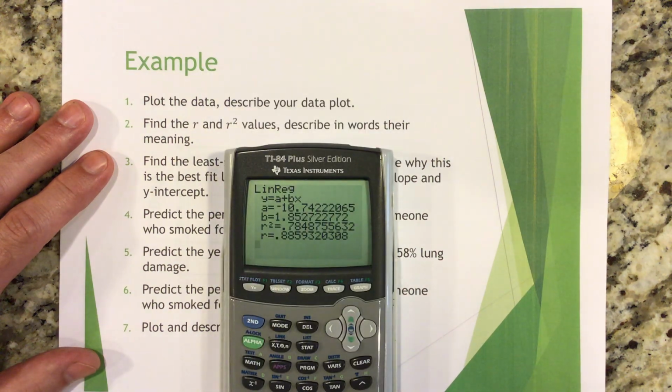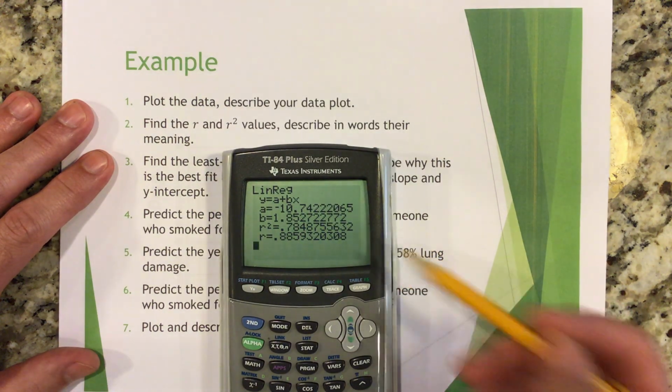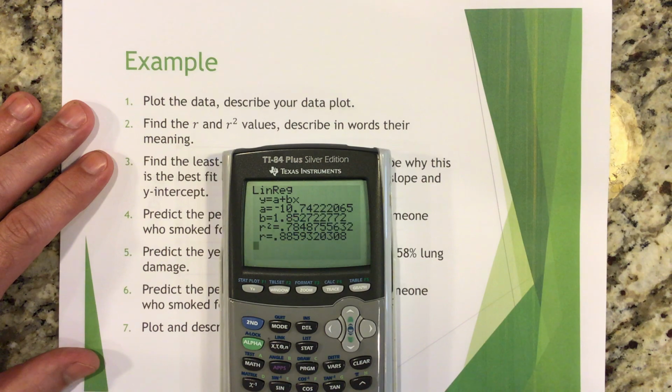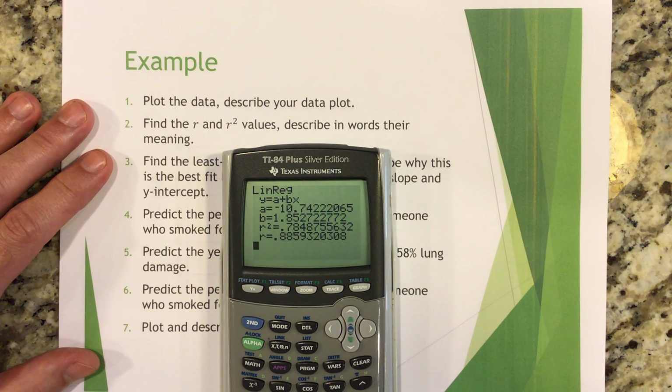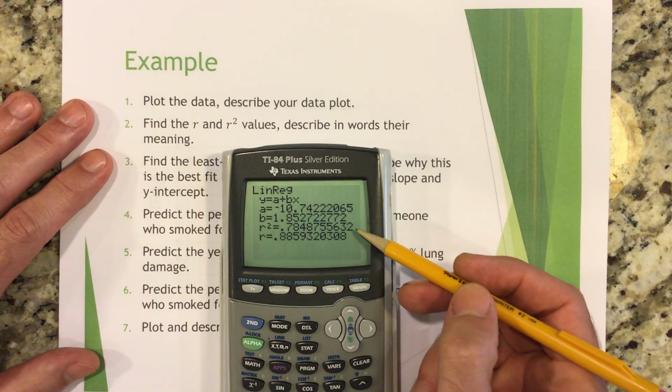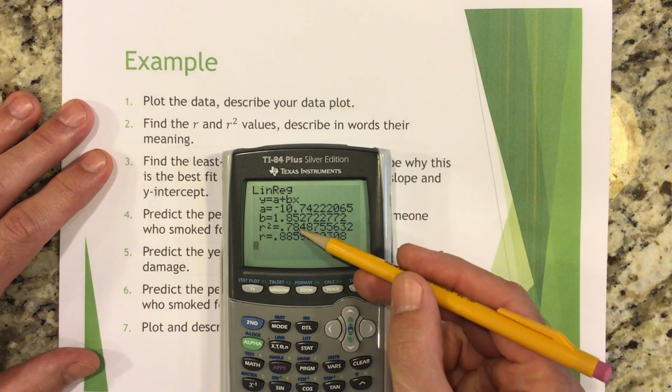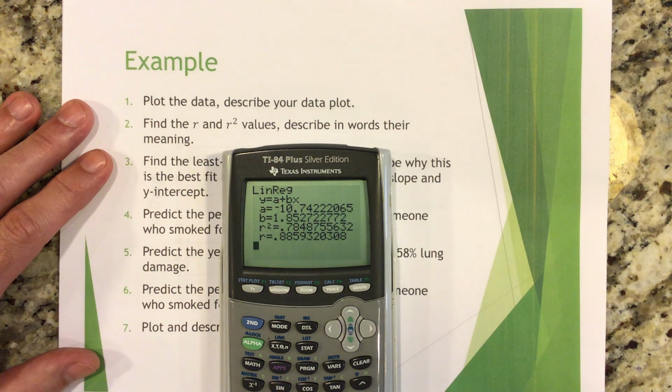So that correlation, what does that tell us? And that coefficient of determination, what is that telling us? All right, so we see a moderately strong to strong positive correlation. And we see that approximately 78% of the lung damage that we observe can be explained by the number of years a person smokes.